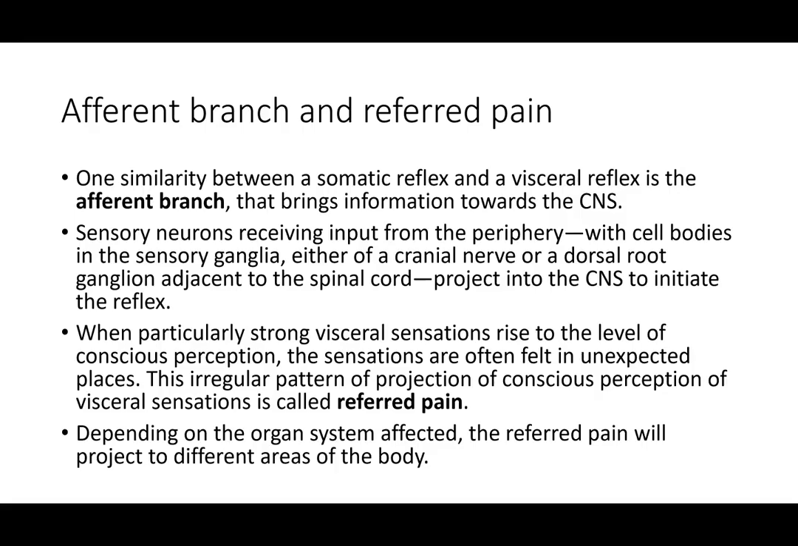So let's talk a little bit now about referred pain. And you may have heard of referred pain before. So what happens with referred pain is when there is a very, very strong visceral sensation, it can rise to the level of conscious perception.